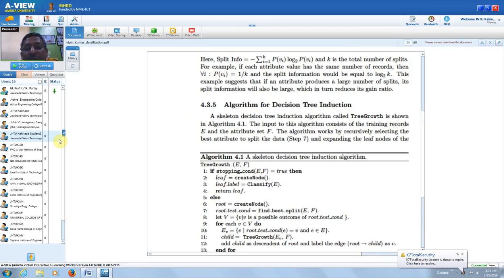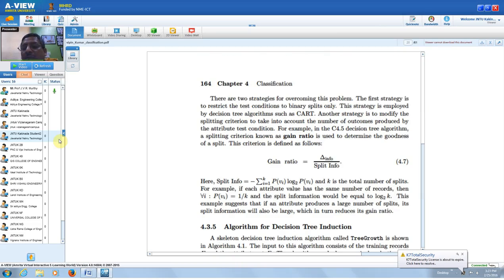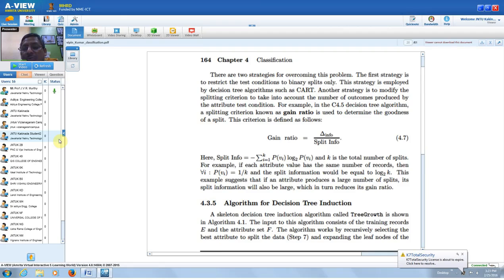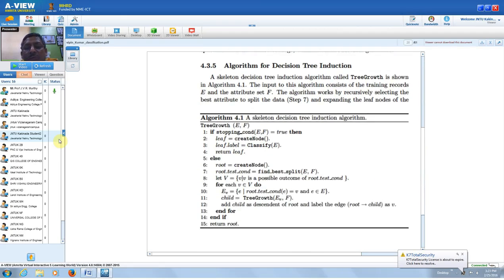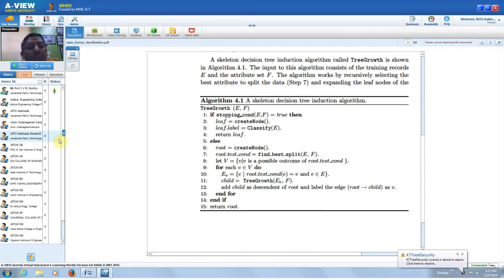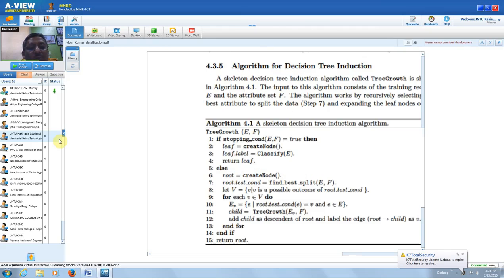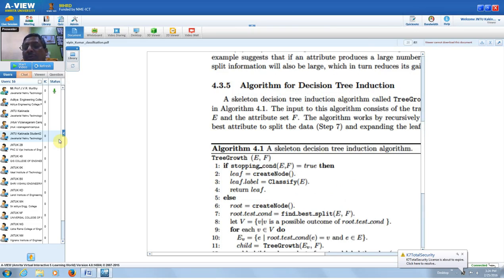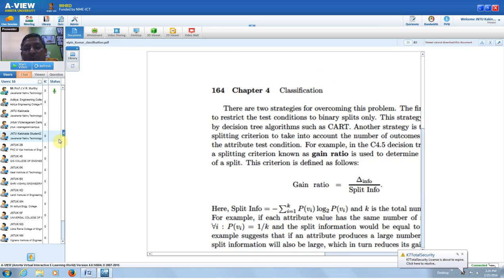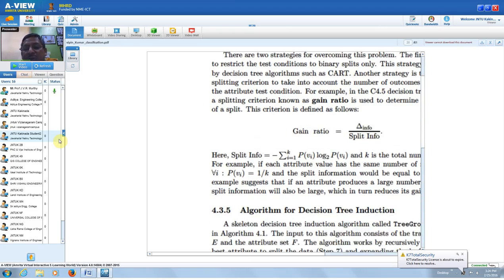Right, is it okay? Is it visible? Is it okay or do you need a little more zoom? I'll just focus. Exactly.